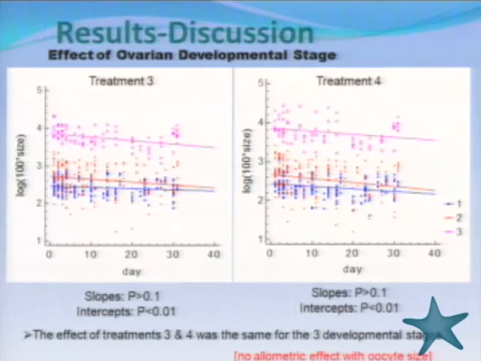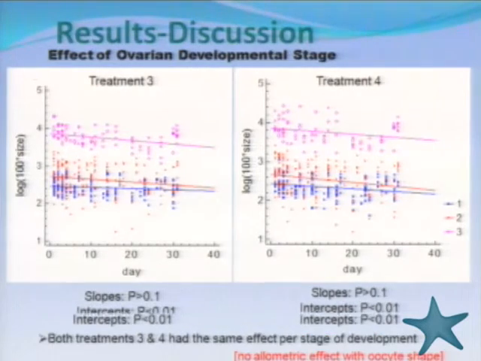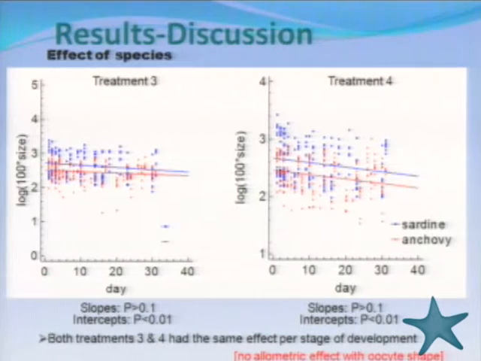Further analysis of covariance concerning the ovarian developmental stage showed that there was no significance in the intercepts, which is logical as we have three different groups, but there was not a significant difference between the three slopes, which means the effect of treatments 3 and 4 was the same for the three developmental stages, and there is no allometric effect with the oocyte size. Concerning the effect of shape, which we checked by comparing the two species, again, according to the analysis of covariance, the slopes did not differ significantly between the lines of the two species, which means that, again, there was no allometric effect of the oocyte shape on the effects of the preservation treatments.